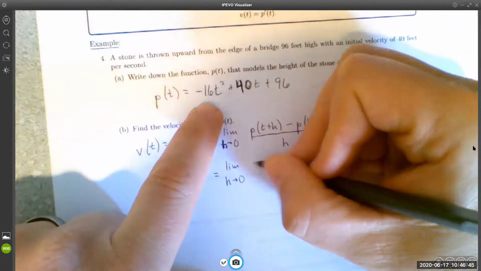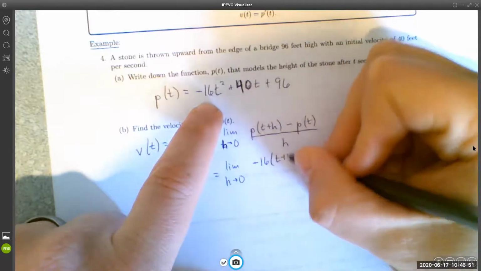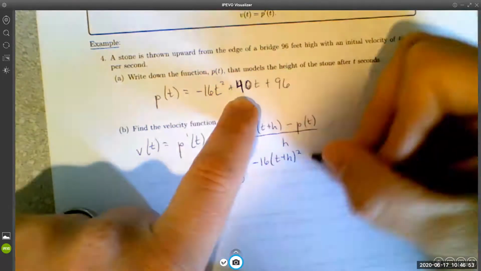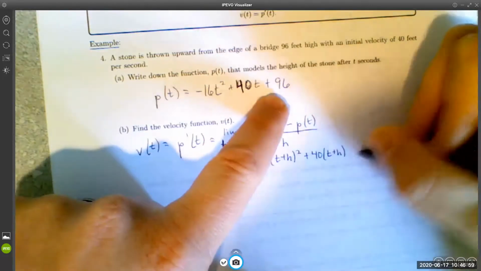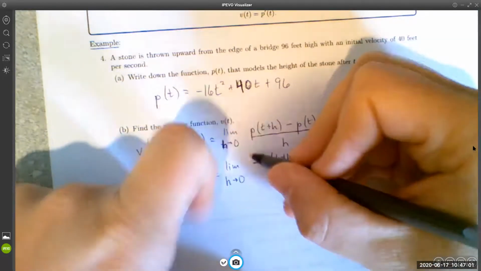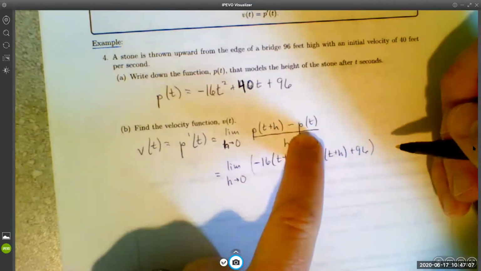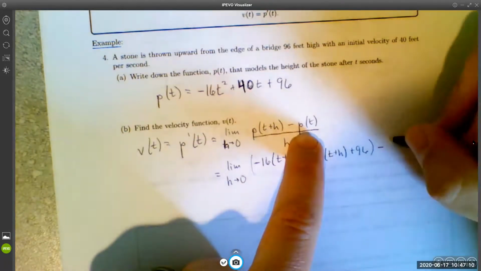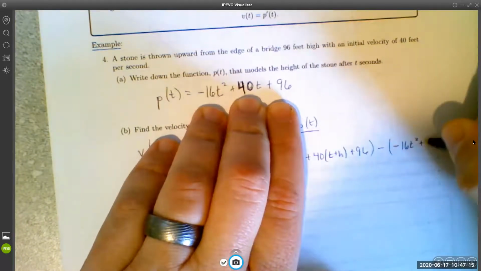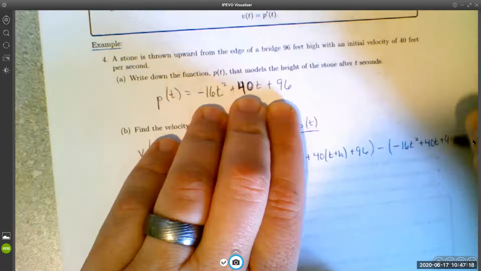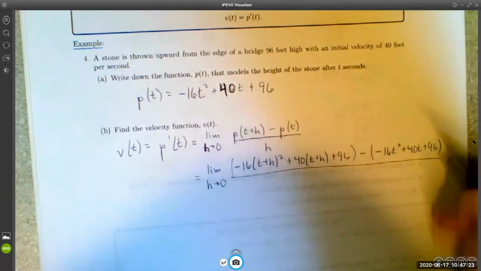We're going to have negative 16 times t squared, but t is going to be replaced with t plus h squared, plus 40t, but t is going to be replaced with t plus h, plus 96. Okay, so that's p of t plus h. Now I need to subtract off p of t. So I need to subtract off the original function, negative 16t squared plus 40t plus 96. And then I need to divide all of that by h.